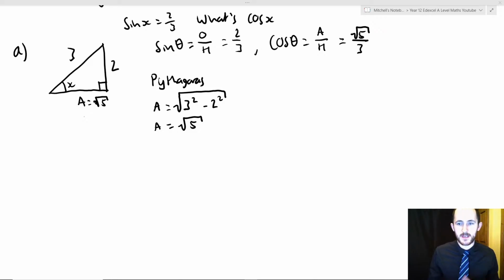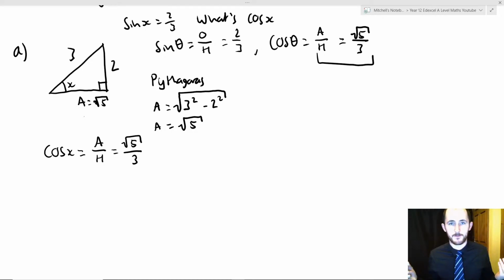So that means in this case, cos x, which as we said over here is adjacent over hypotenuse, is just going to be root 5 over 3. And that's it. That all okay? So I think quite a few people just joined. If you're unsure of what we just did, let me know.